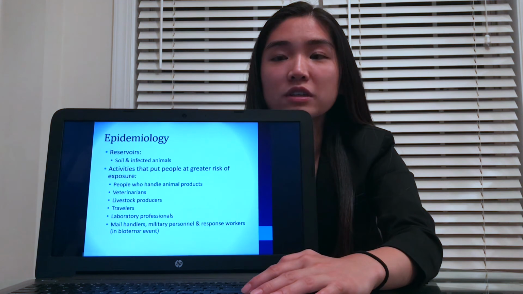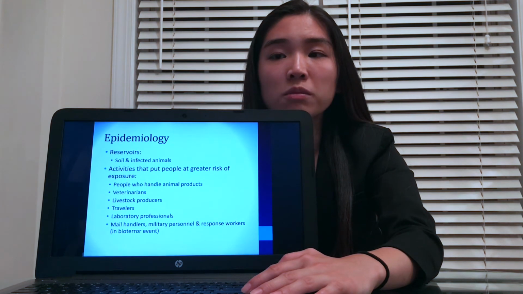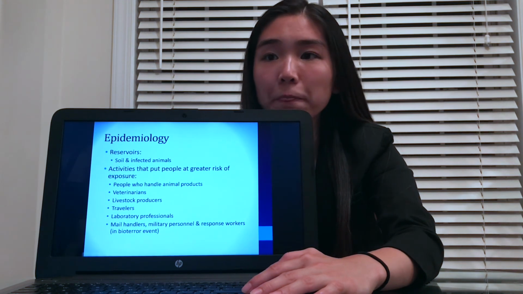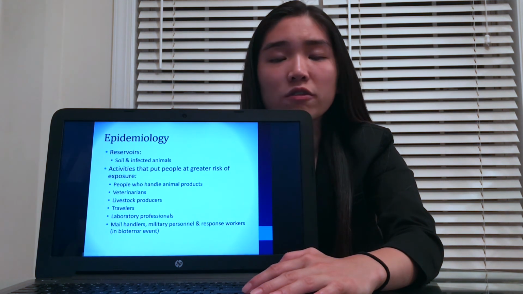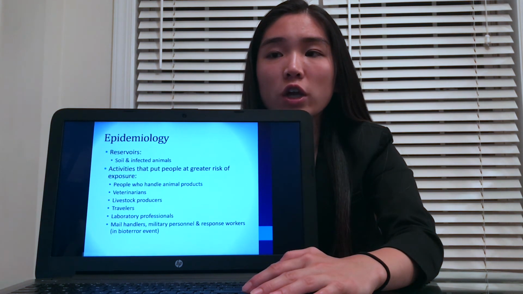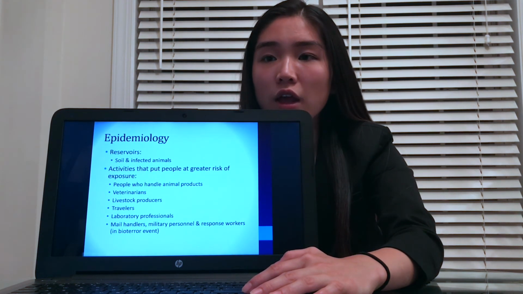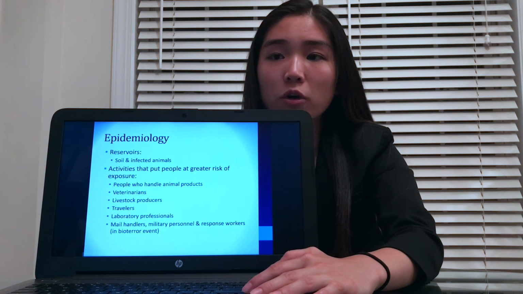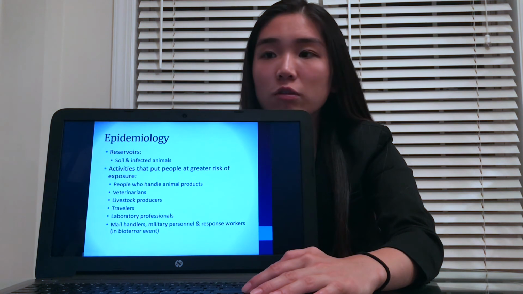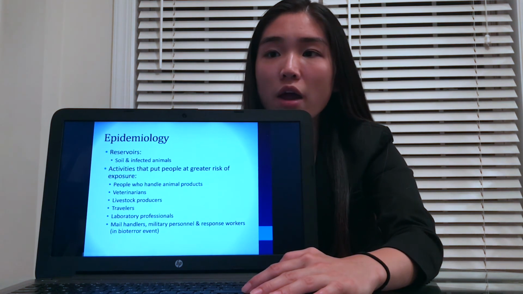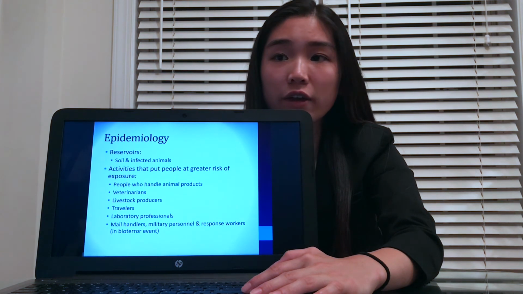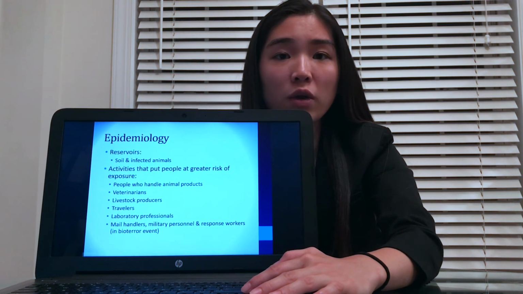Regarding transmission and epidemiology, anthrax can be found naturally in soil. Domestic and wild animals can become infected when they inhale or ingest spores in contaminated soil, plants, or water. Humans can be infected through direct contact with skin, ingestion, or inhalation of spores, and therefore the activities that put people at greater risk of exposure to anthrax spores include people who handle animal products, veterinarians, livestock producers, travelers, laboratory professionals, and in the case of bioterror events, it includes mail handlers, military personnel, and response workers.